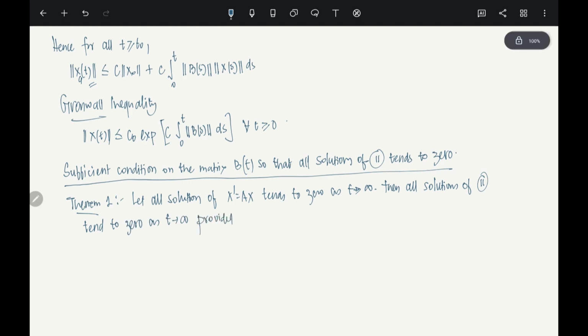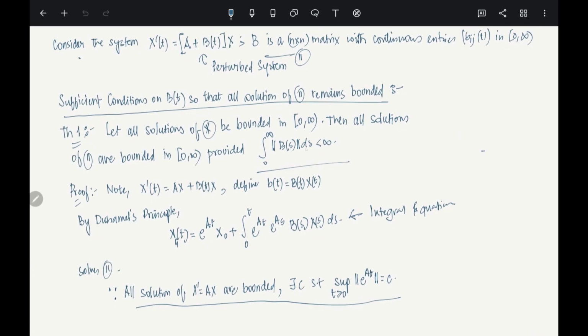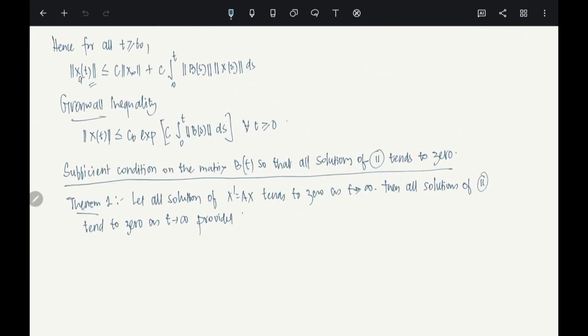Initially, what did we need? We needed the integral of b of s to be finite. Now we need b of t to go to 0 as t goes to infinity. Is this okay? This is very intuitive, right? It should happen. But intuition is fine, you still have to prove it. It is quite intuitive from the earlier theorem. So let's look at the proof.